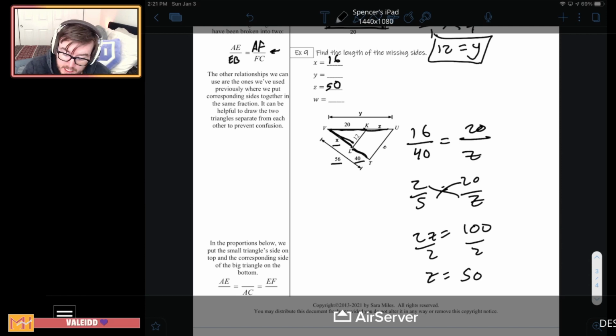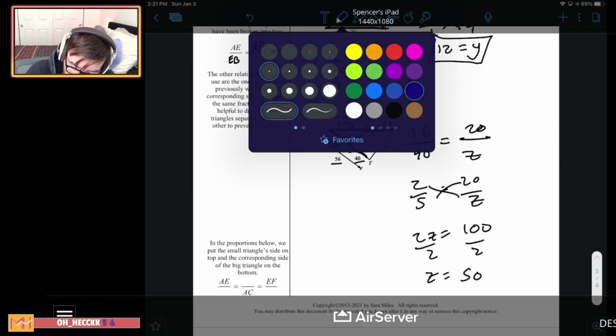Y is super easy to get then. 20 and 50 make 70. And then W. All right, what are we at? We're at 23 minutes. Okay, it's probably going to go to 25.